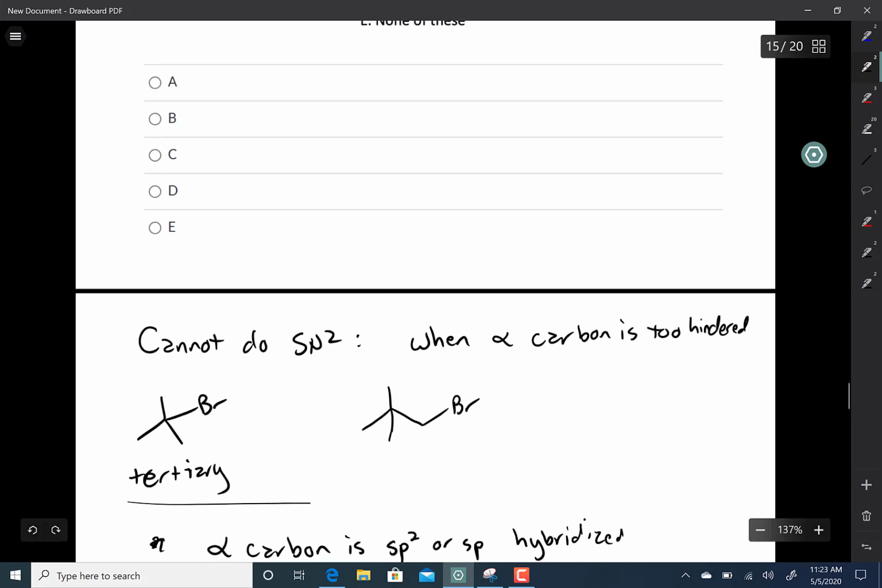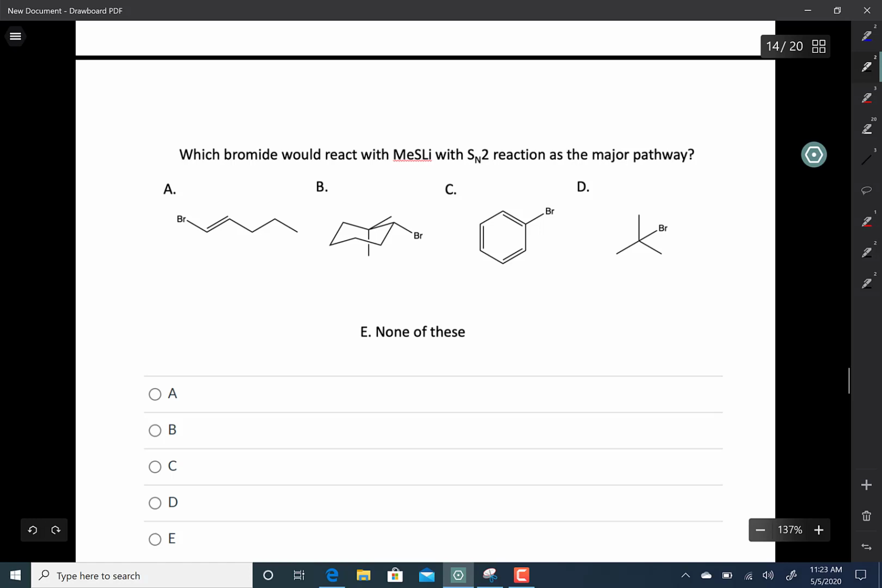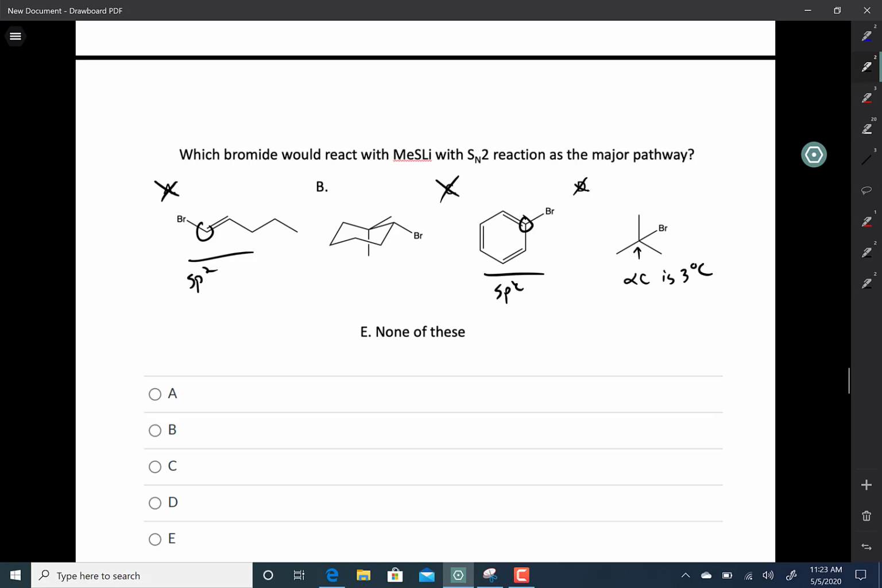So let's apply this to problem 5. We see that A and C, those molecules right there, the alpha carbon is sp2 hybridized. So we can rule those out. We see that D, the alpha carbon is tertiary. So we can rule that one out. Now what about B?